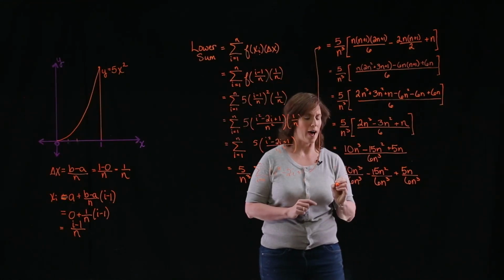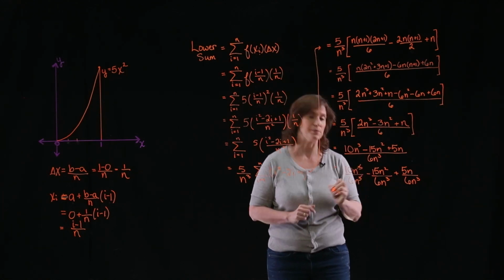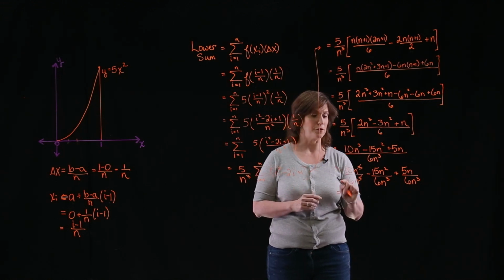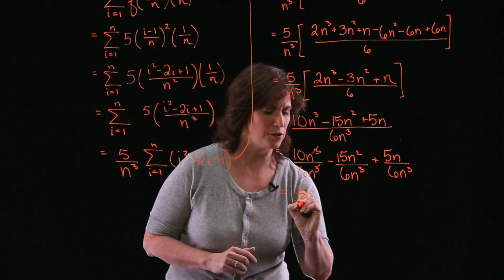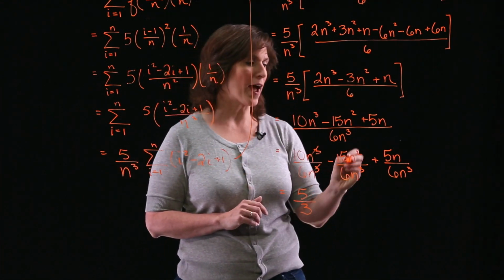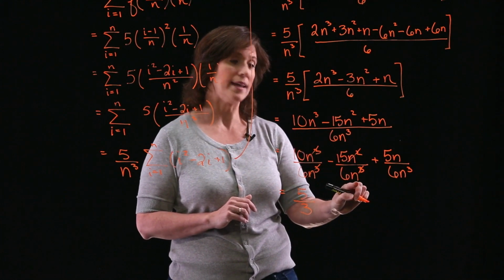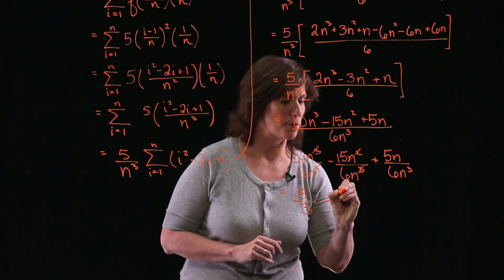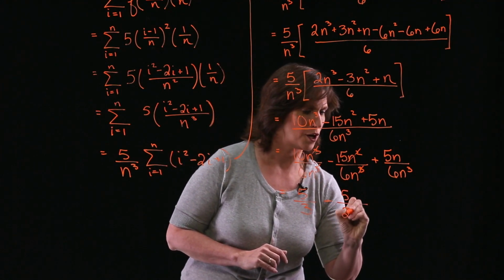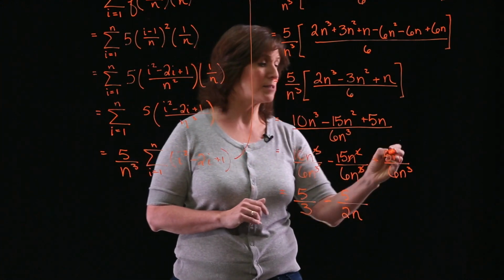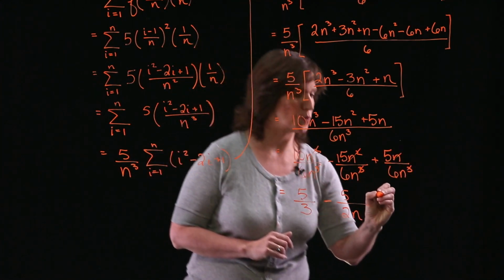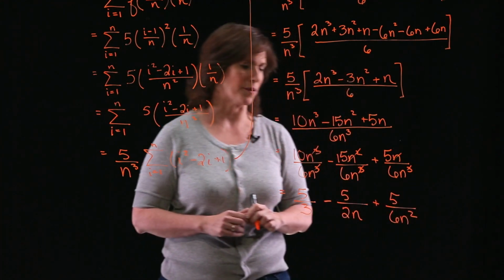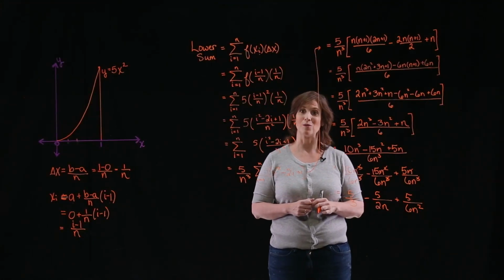Each of these fractions can be simplified. I noticed that the n cubes cancel in that first fraction, and I have 10 over 6. And 2 divides evenly into both of those pieces, so I can simplify it to 5/3. In my second fraction, the n squared cancels, and I'm left with one n in the denominator. And I also noticed that 3 will divide evenly into both of those numbers, so I end up with minus 5 all over 2n. And in the last piece, the only thing that cancels is one of the n's. So I'm left with 5 all over 6n squared. And now it's simplified, and that will give me my lower sum.